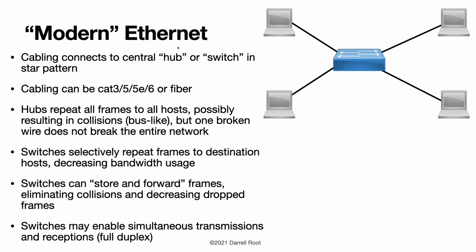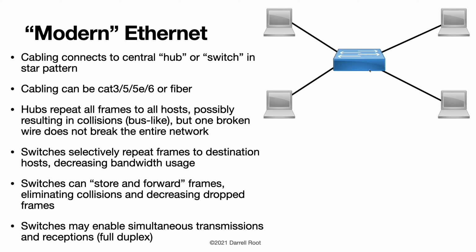Modern Ethernet has improved substantially on the old bus-style Ethernet. In a modern Ethernet network, you have a central hub or switch, and you connect hosts to it in a star pattern using twisted pair cabling, which could be Cat3 at 10 megabit, Cat5, Cat5e, Cat6, Cat6e, and so on. Hubs repeat all frames to all hosts, which can still possibly result in collisions, which is bus-like. But one broken wire does not break the entire network. So even a hub is a substantial improvement over the old bus topology.